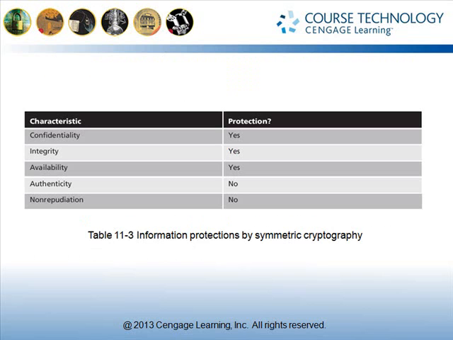So here is a list of some of the protections that are afforded us through our symmetric cryptography. You can see that confidentiality, integrity, and availability can be protected, although the authenticity and non-repudiation not necessarily so.